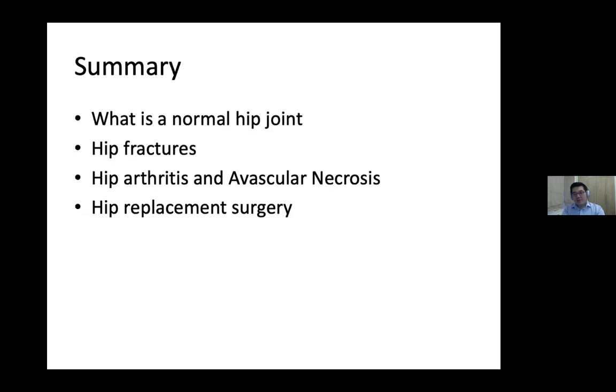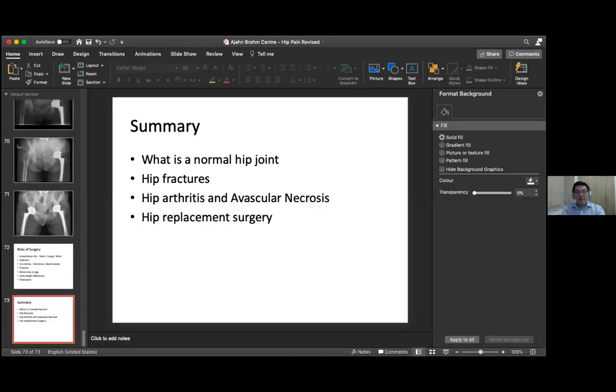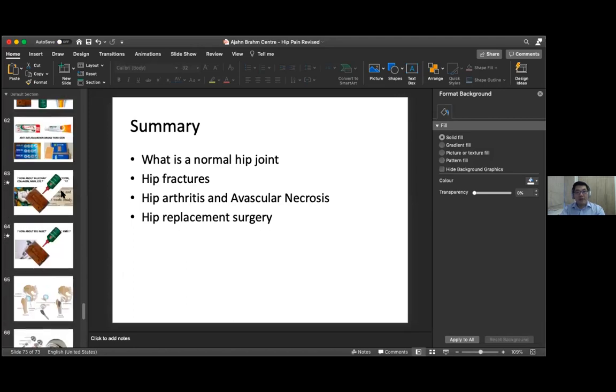And the last thing which I discussed is hip fracture surgery. Okay, I think that's it for my talk. Maybe what I'll do now is go through a few questions and see whether I can go through as many as I can.